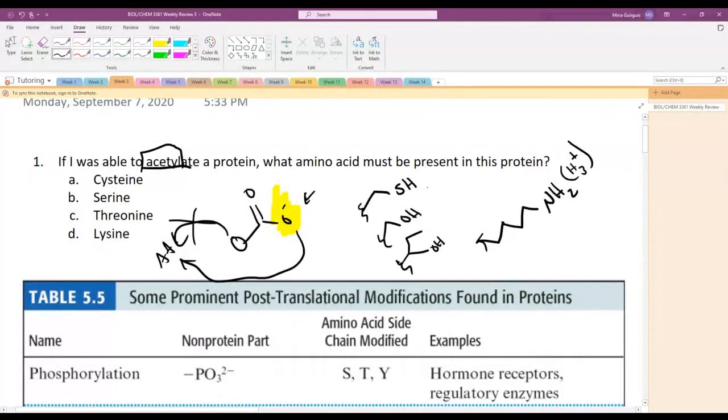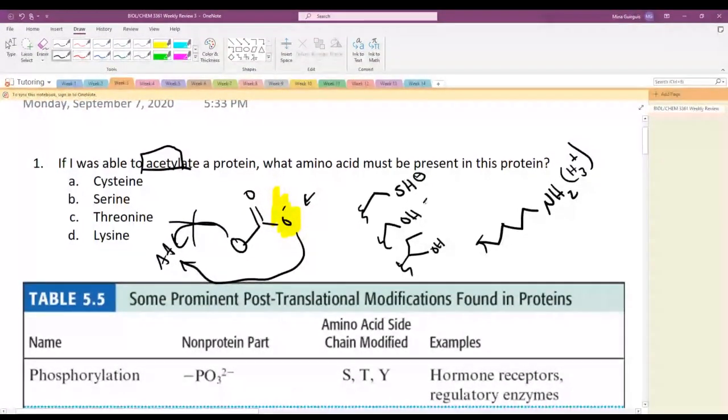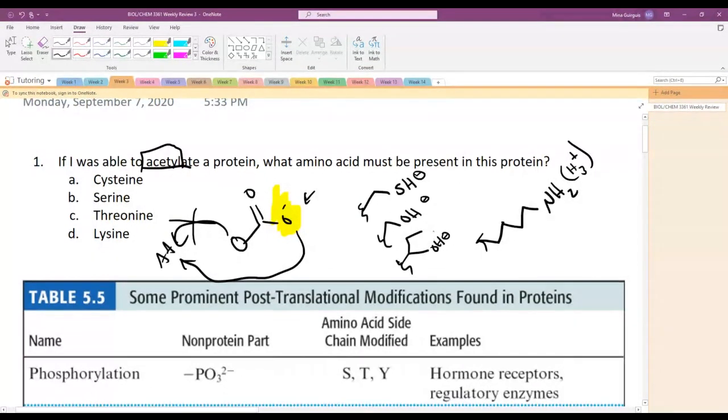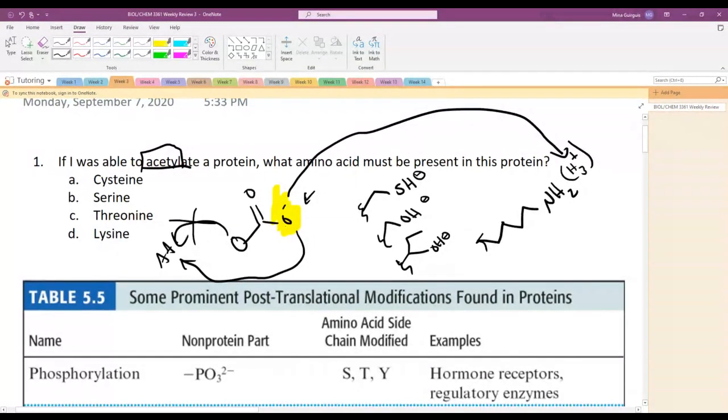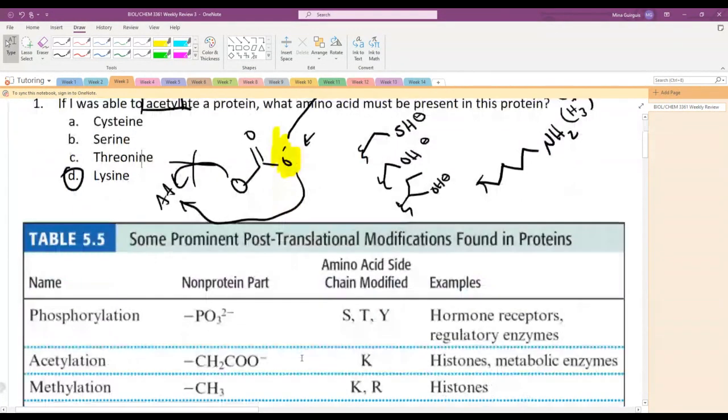Of these, this is going to take on a negative charge, this is going to take on a negative charge, and this is going to take on a negative charge. Moreover, in addition to taking on a negative charge, these are also not leaving groups. In other words, of these 4 choices, only lysine can take on the positive charge needed to neutralize the acetyl group being added. So lysine is the only one of these that can be acetylated. These are a couple of the really common ones.